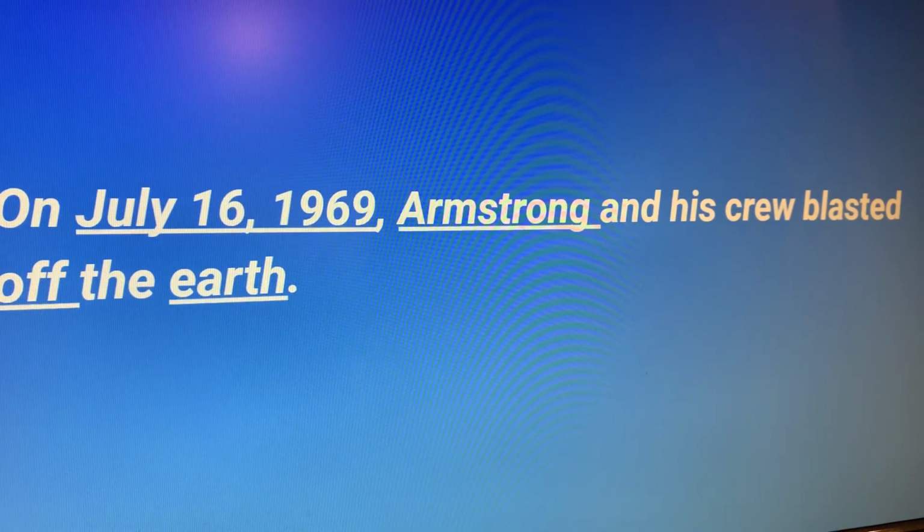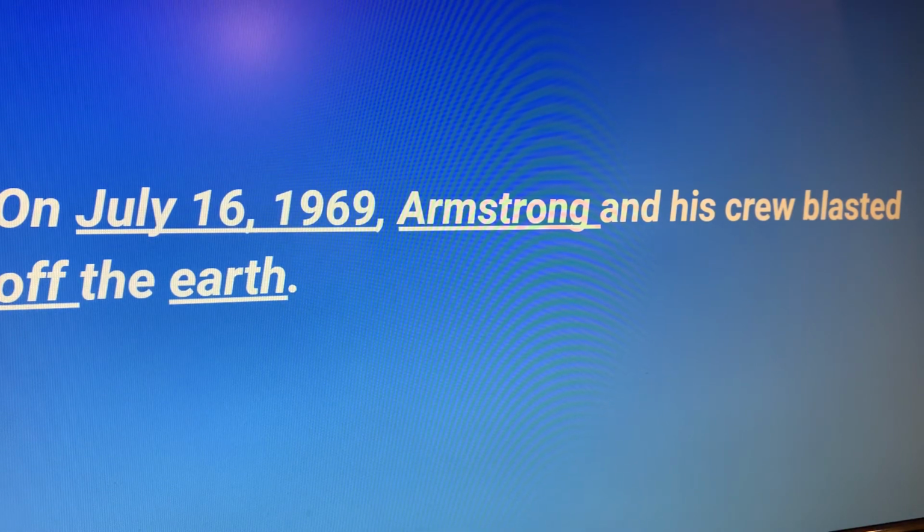On July 16th, 1969, Armstrong and his crew blasted off the Earth. I want you to think about underlining July 16th, 1969, the date of when is important. Armstrong, because that's the main person that we're speaking about. And I underlined off Earth. Now, I would like to remind y'all that you may, as time goes on, select different keywords than myself or other people would select. That's okay.